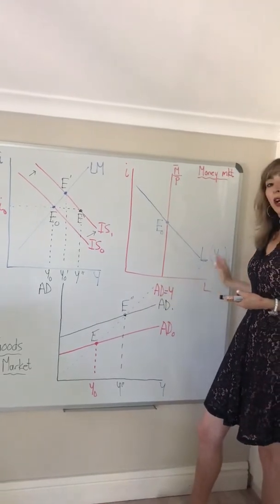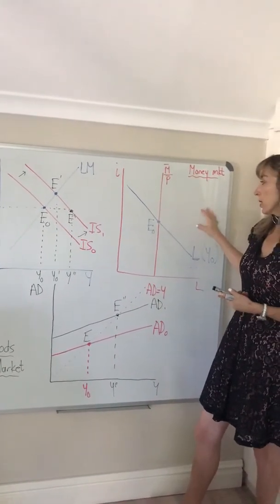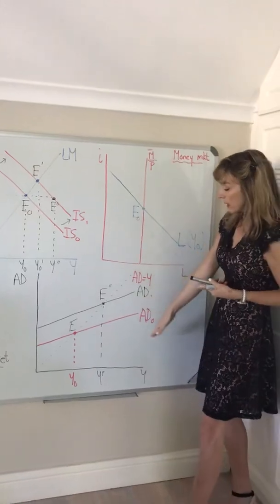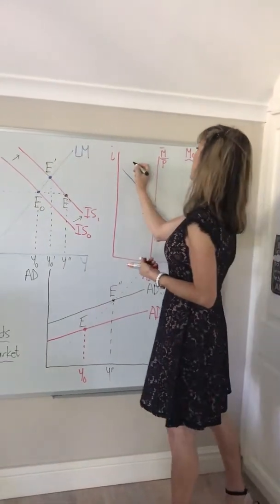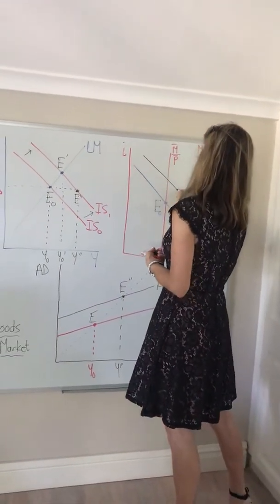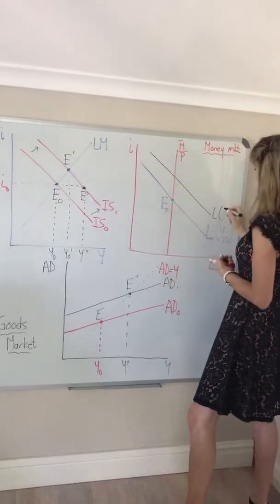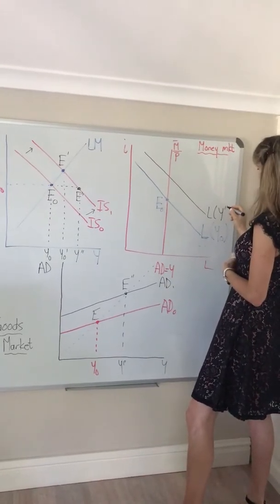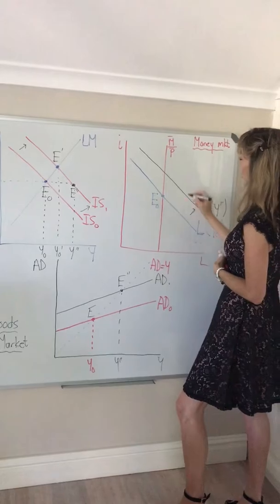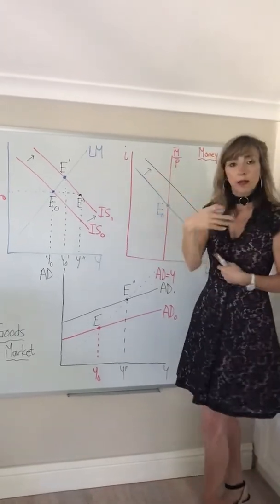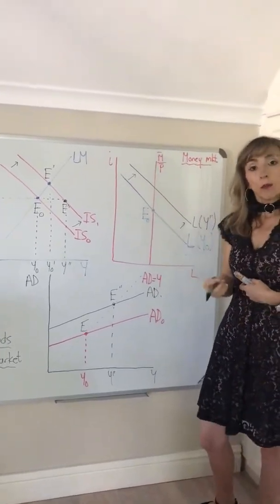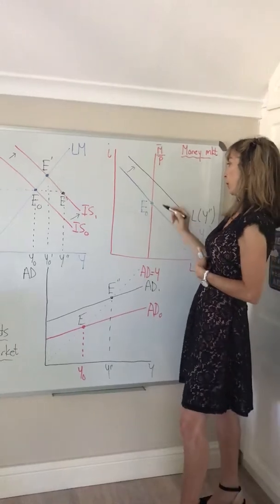But it then has a knock-on effect. It affects your money market. And this greater level of income or output is going to cause your demand for money to increase. So you've got a higher level of income, Y double dash. So your money demand increases to finance a greater number of transactions that's going to occur.